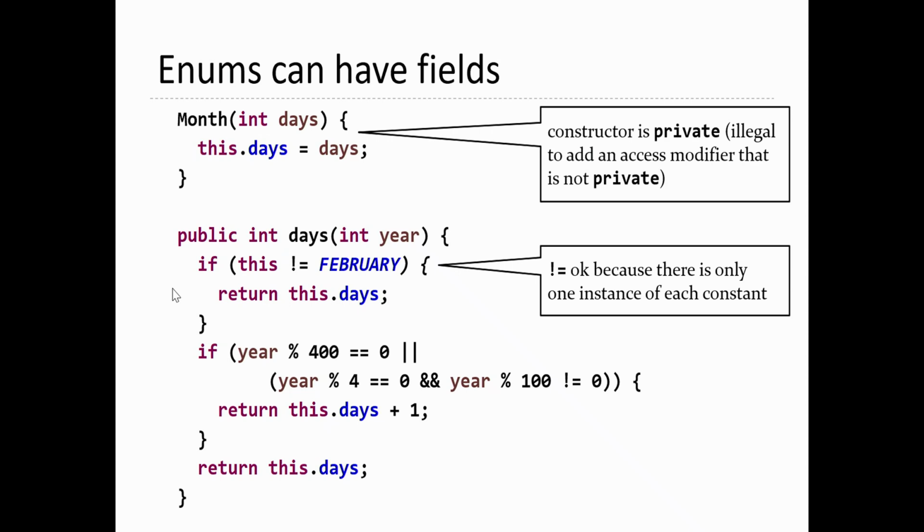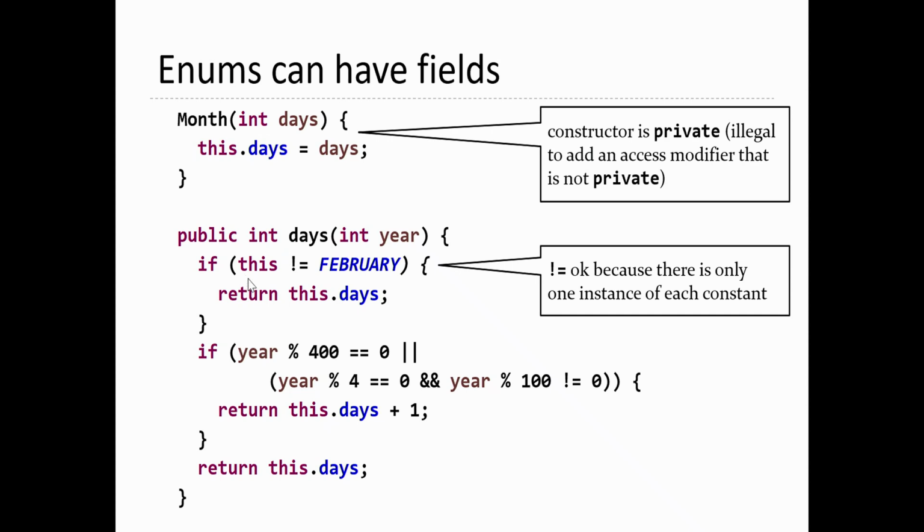Now remember, this is a non-static method, so it belongs to an object, or it's associated with an object. So that means to call this method, I need one of the month constants. So I need January, or I need March, or I need December. So using that constant, I'm now going to call the method called days, and I'm going to pass in the year to get the number of days for a given month. So inside the method, the object that you use to call the method is this.